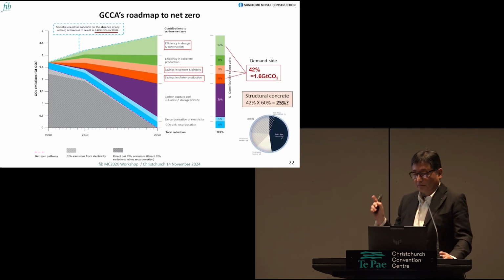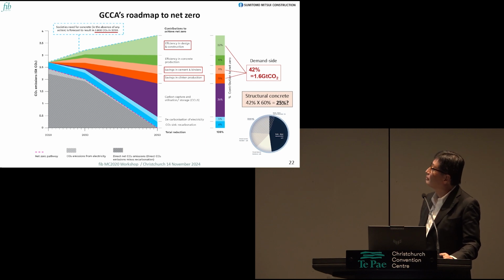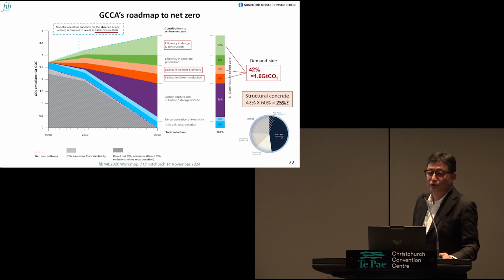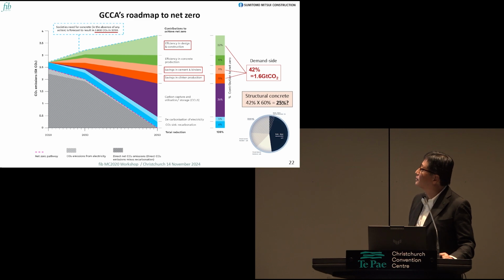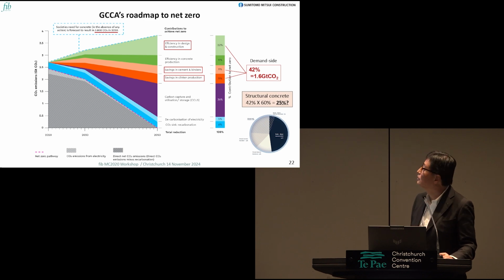Okay, let me mention this. I showed you in Sydney last week a roadmap of the GCCA, and the red part is reduced by the supply side, like us. The GCCA said it's 42%, so many. But I think about that: our society is for structural concrete. Structural concrete uses about 60% of cement. So multiplying by 60% gives about 25%, but 0.4 gigaton is still a large number.